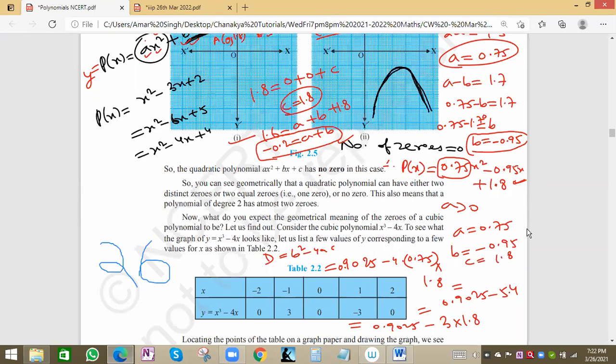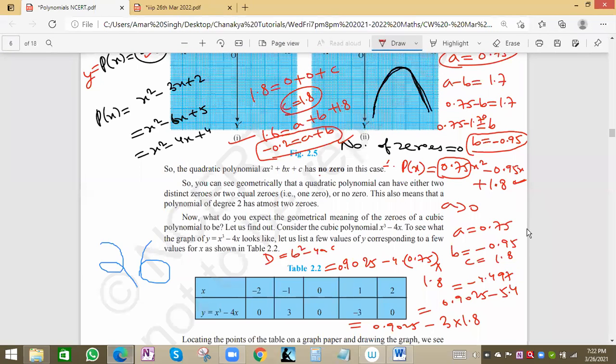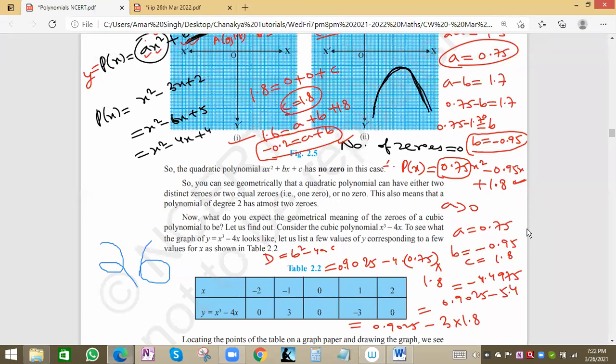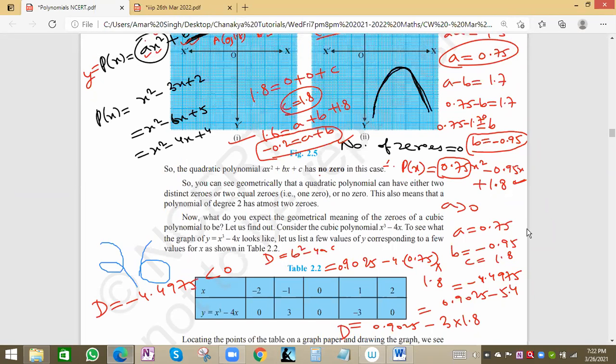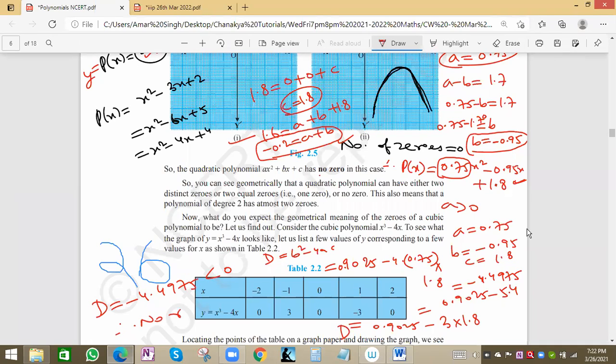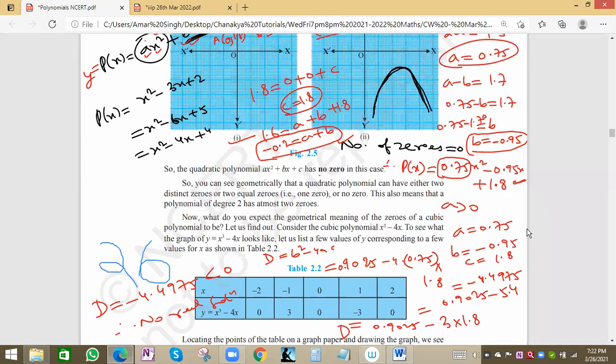This will be minus 4.4975. So D is negative, and that's why we can conclude here that D is less than 0. Hence no real solutions.